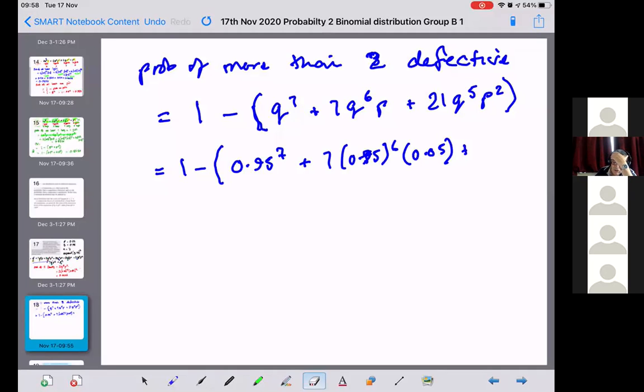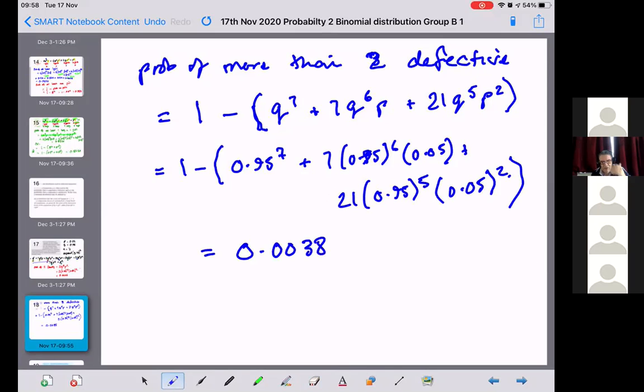So I'm using the 1 minus brackets Q to the 7, 7 Q to the 6 P, plus 21 Q to the 5 P squared, all in brackets, method. So we get 1 minus 0.95 to the 7, plus 7 times 0.95 to the 6 times 0.05, plus 21 times 0.95 to the 5 times 0.05 to the 2, close the brackets. Plug all that in your calculator and you should get 0.0038 as the probability of there being more than 2 faulty from the 7 bolts picked. Okay?